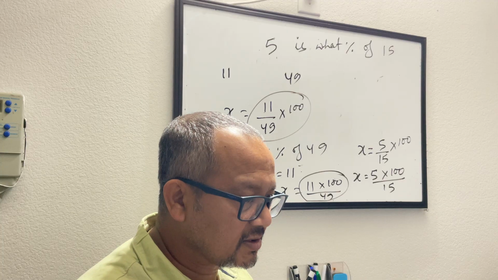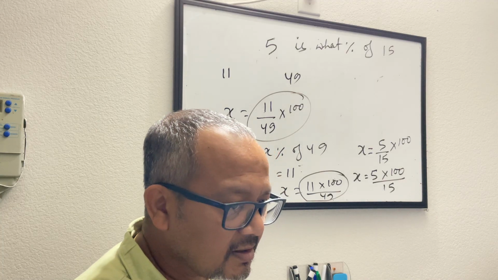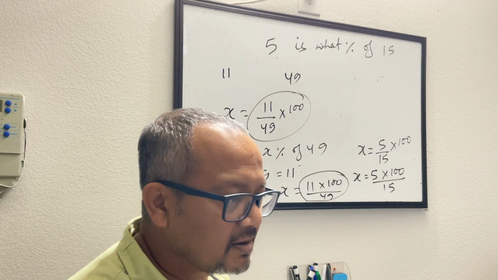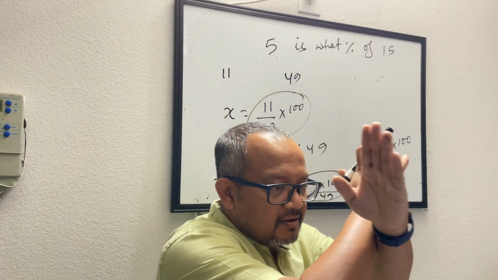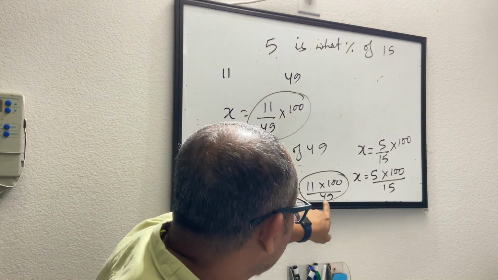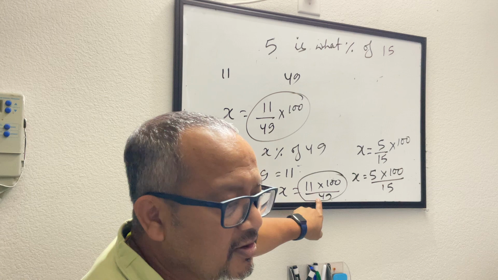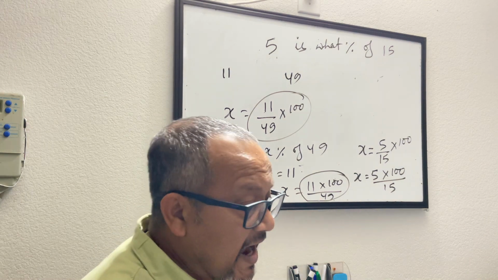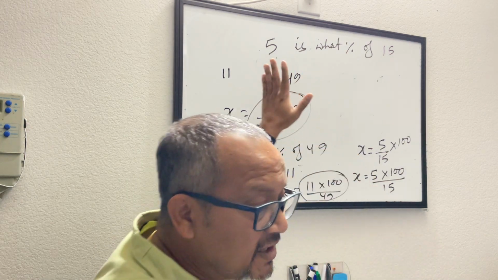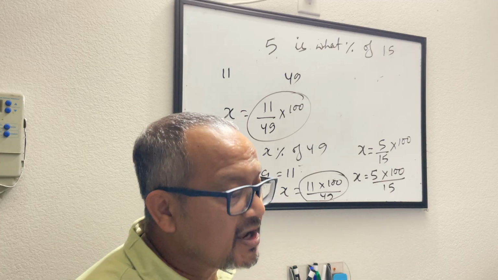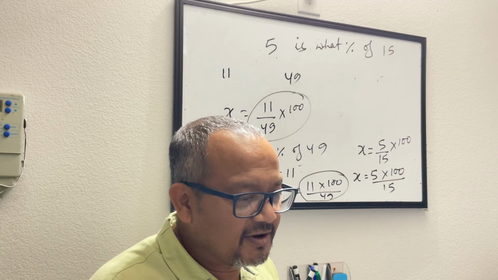Like above, like below, 11 times 100 by 49. So this, see, I will not create numbers. Whatever is there in the problem, that is what we are putting here, okay? My writing is horrible. That is a problem.